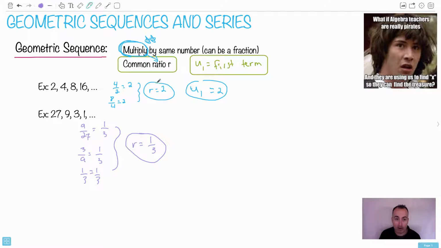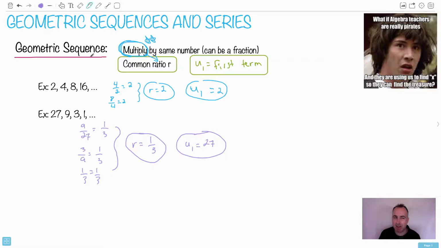So we call R can be a fraction. It can be positive or negative. That just means you multiply by a negative number. That means you're going to switch these signs. If it was minus 1/3, let's say, it would go 27, minus 9, then plus 3, then minus 1. So that could be the case. U1 is the first term, so in this case it's 27. So just trying to show you how we can define some of these bad boys here. So that's how we do those.